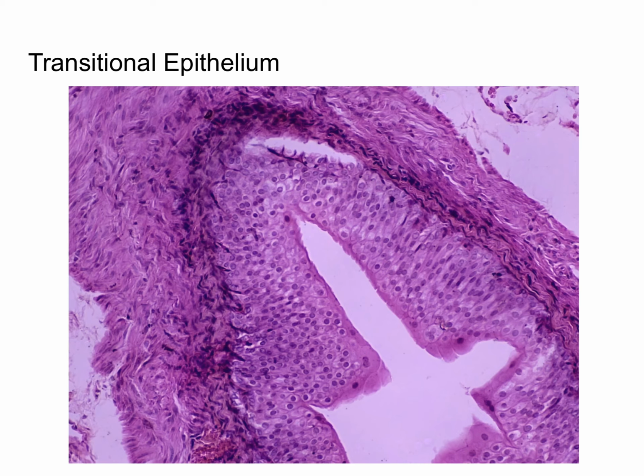Another special type of epithelium is known as transitional epithelium, and this is primarily found in the urinary system. So, for example, the urinary bladder. And it's interesting because it looks like it's stratified, right? So if we look at this area here, it looks like there are several layers of cells. So we can see each of these little dark nuclei here, and so it looks like it's a stratified epithelium.